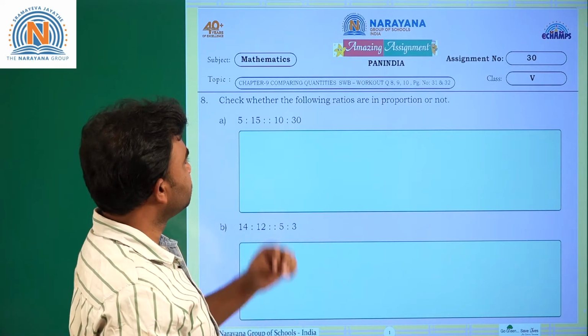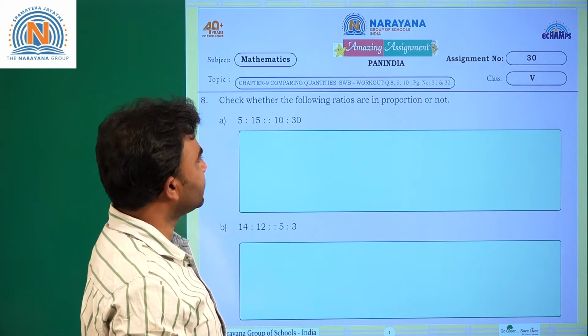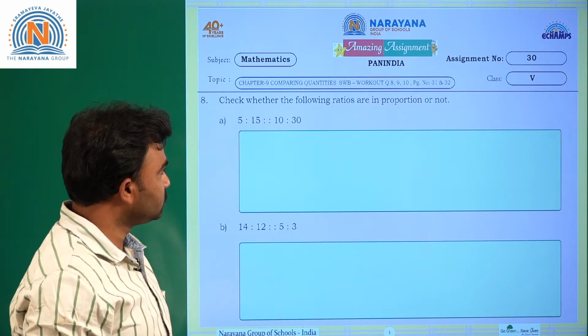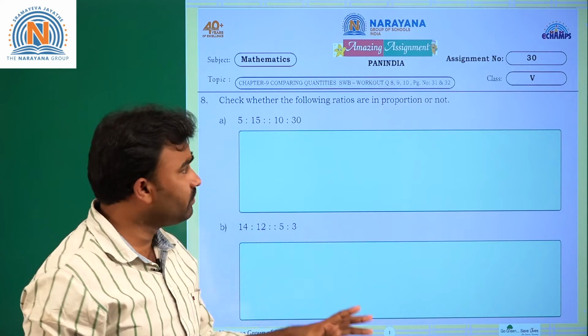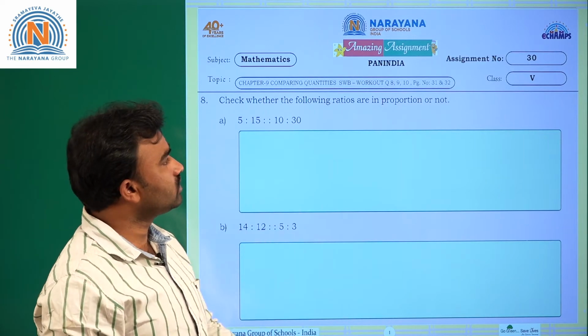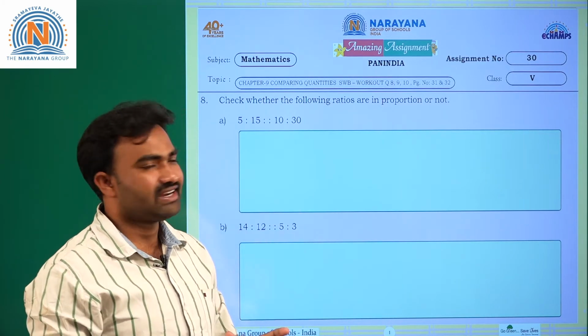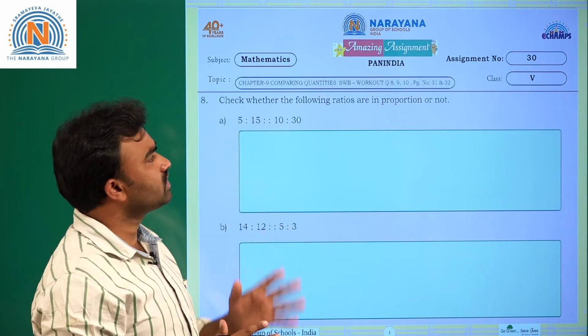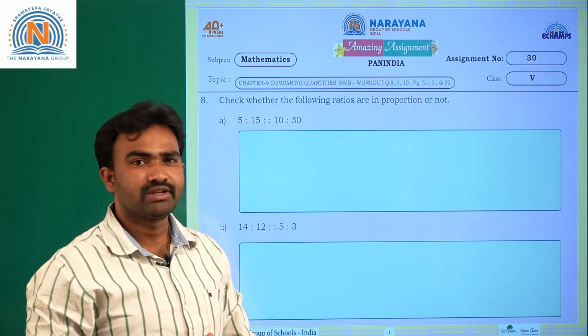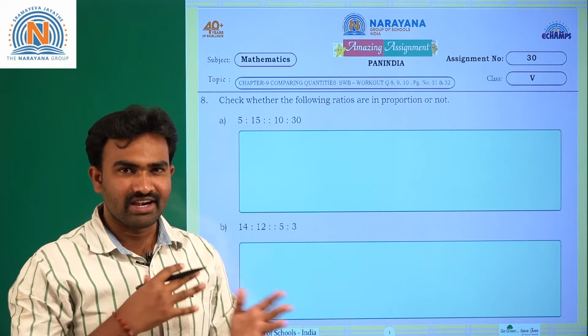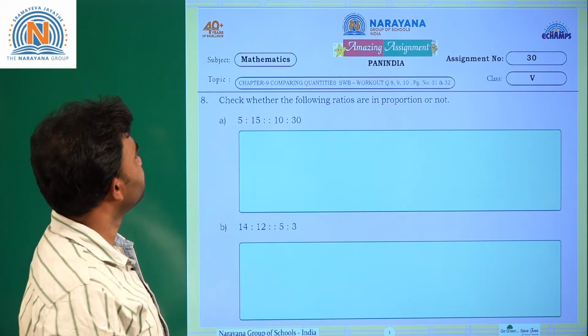Today's amazing assignment is on chapter 9, comparing quantities. The amazing assignment is from the Sadhana workbook. From that, work out questions 8, 9 and 10. For this you can refer to workbook page numbers 31 and 32. Let us have a look at our amazing assignment today.